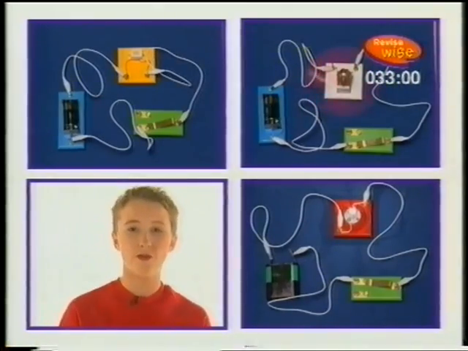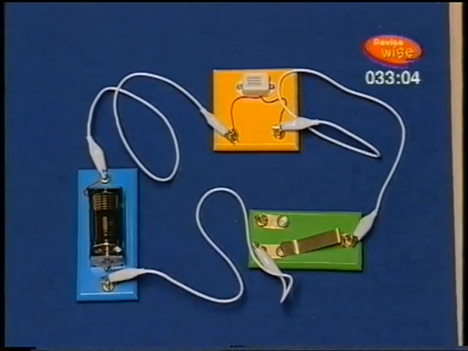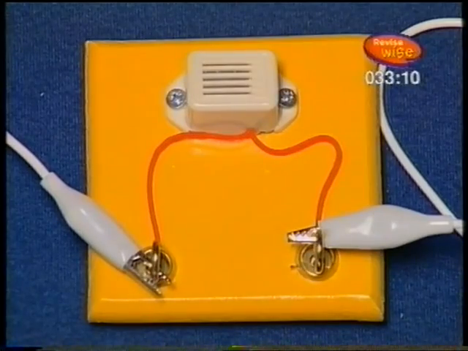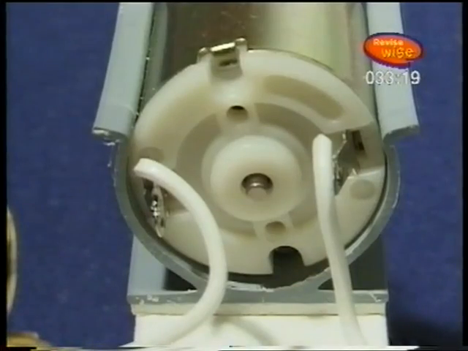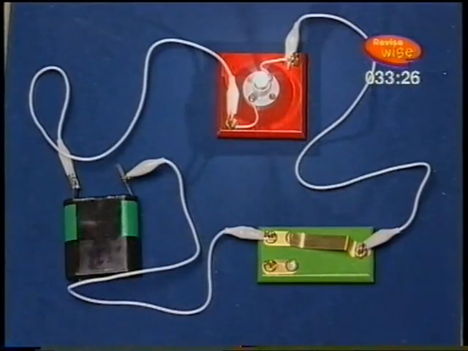Now, let's go back to our 3 circuits. In this circuit, the electric current flowed through the buzzer and made it work. The current went in and out of the buzzer through these wires. In this circuit, the electric current flowed through the motor and made it work. The current went in and out of the motor through these metal prongs. What about this circuit? Where do you think the current went into the bulb and where did it come out?